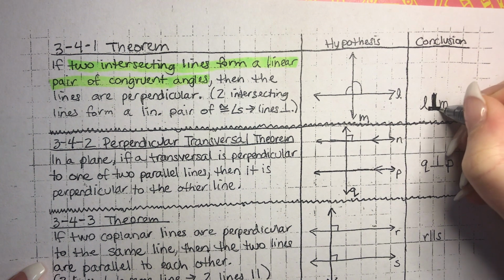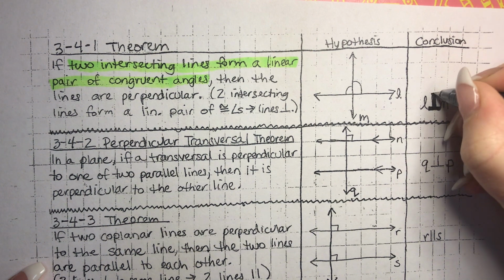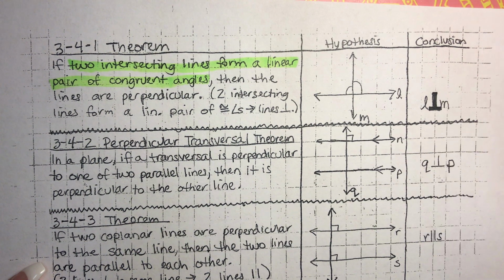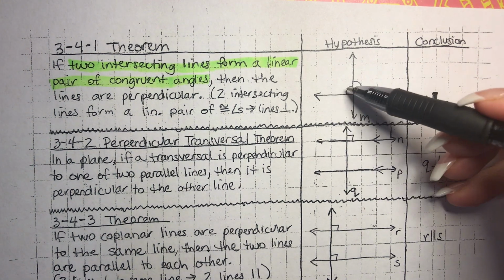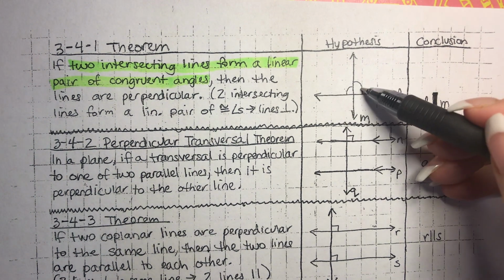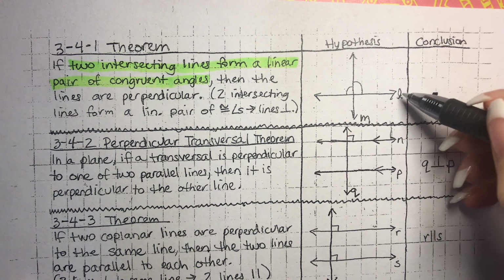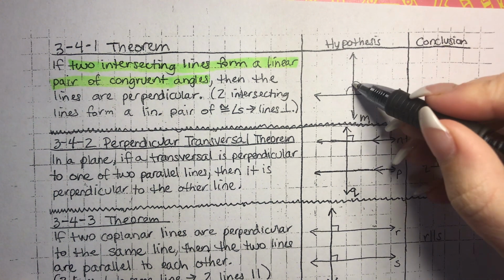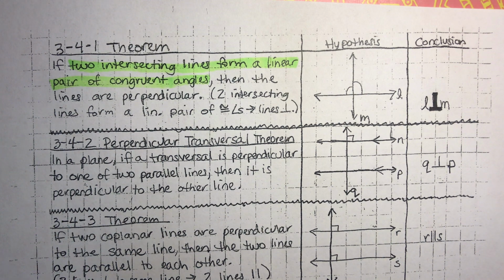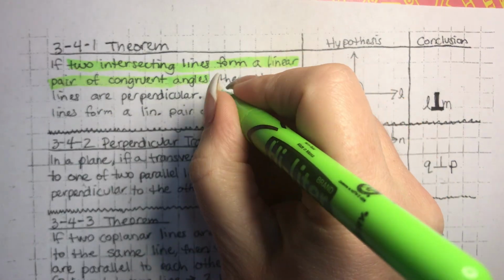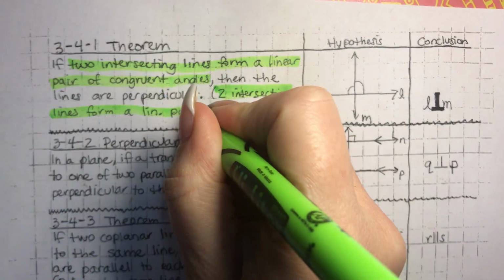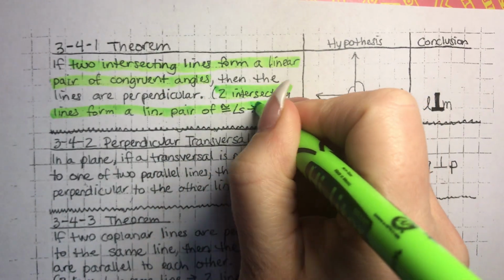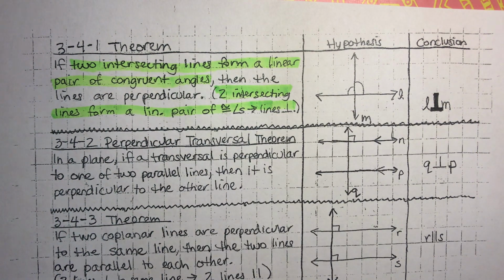This section is all about perpendicular lines, so we're going to learn 3 theorems that have to do with perpendicular lines. If you have two intersecting lines that are a linear pair and both of these angles are congruent, then what you know is L is perpendicular to M. And this is the reason, so if you're on a proof, two intersecting lines form a linear pair of congruent angles, therefore the lines are perpendicular. So you just have to write all that.